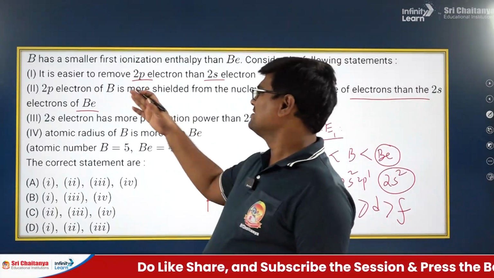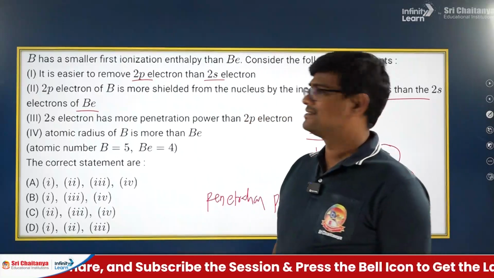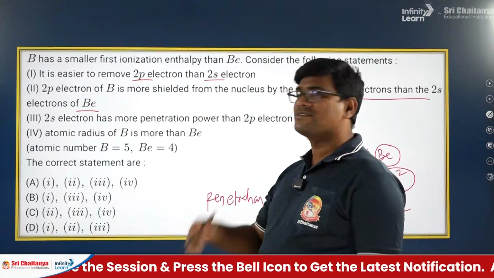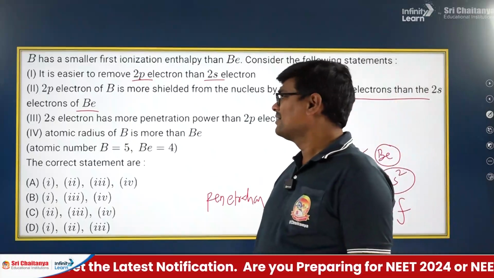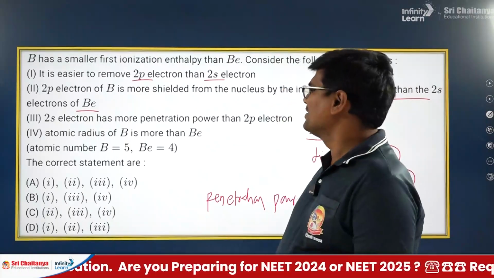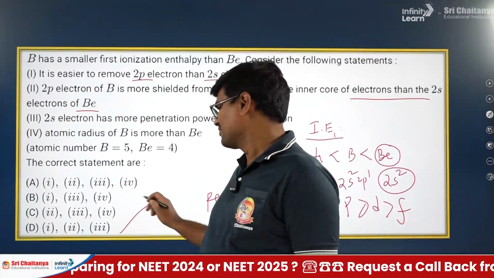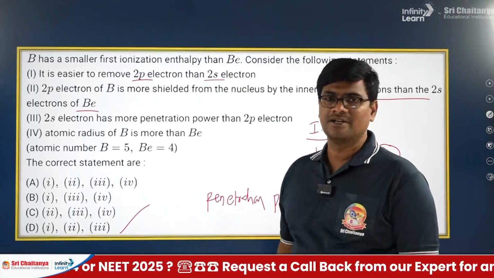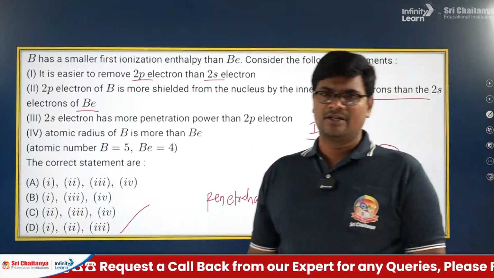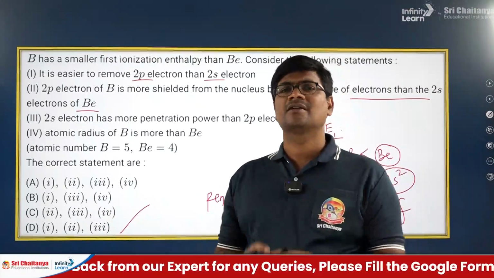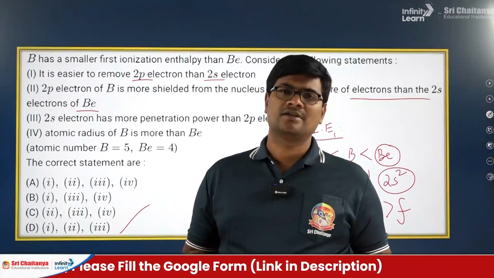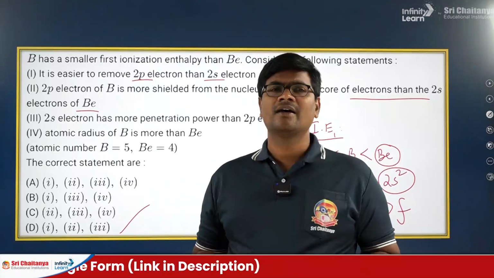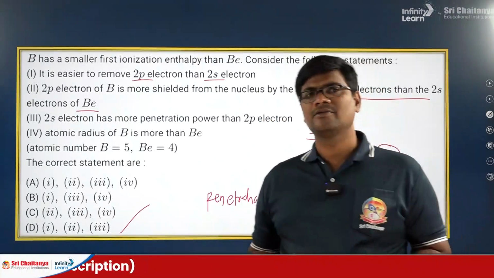That means it is easy to remove a 2p electron than 2s, and the 2p electron is more shielded from the nucleus, therefore it can be easily removed, and the 2s electron has more penetration power, therefore option D is correct. Statements 1, 2, 3 are correct statements. So these are some important questions regarding classification and properties of the elements in the periodic table. Thank you very much.